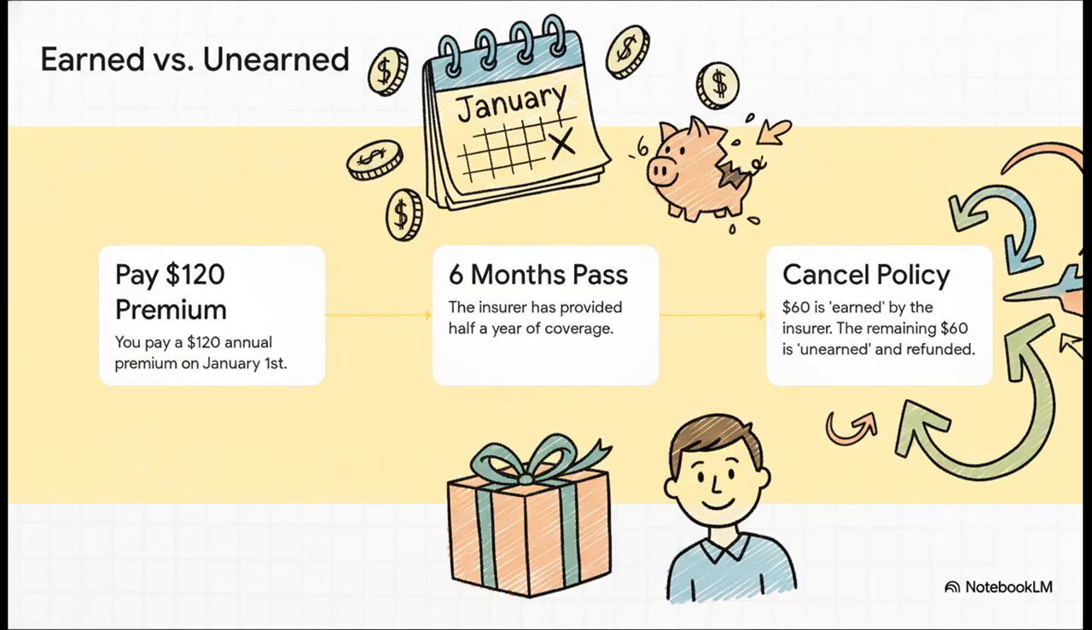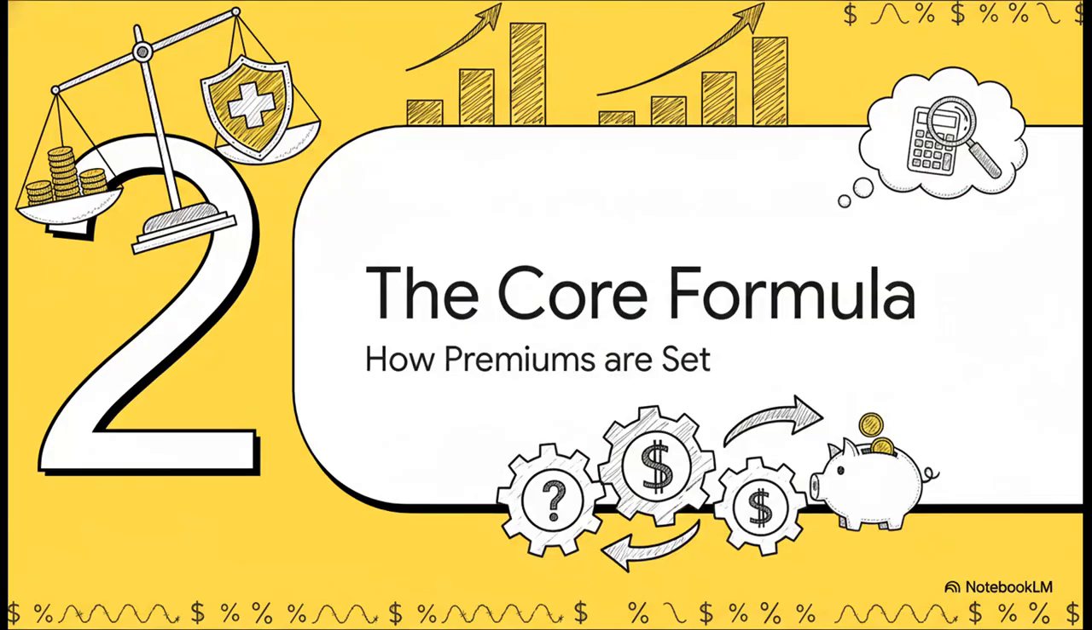Let's make this super clear. Imagine you pay $120 for a full year of coverage. If you cancel exactly halfway through the year, the insurer has only earned $60 for those 6 months they covered you. The other $60? That's still considered unearned, and they legally have to refund it to you. Pretty cool, right?